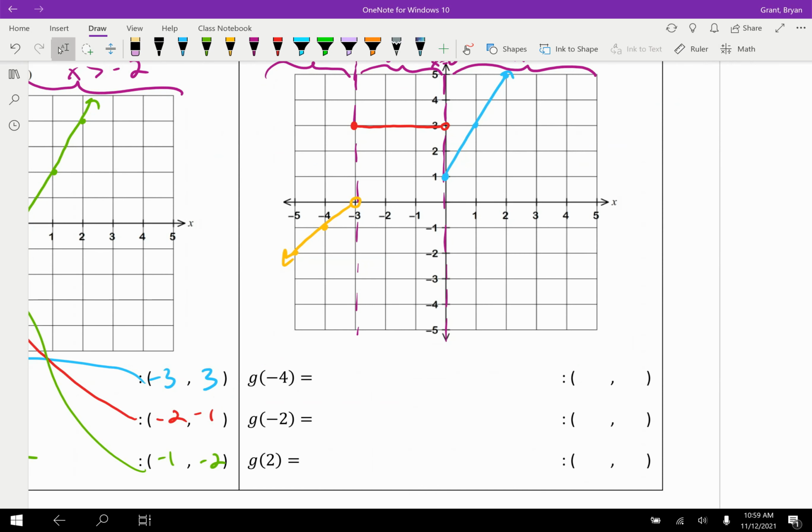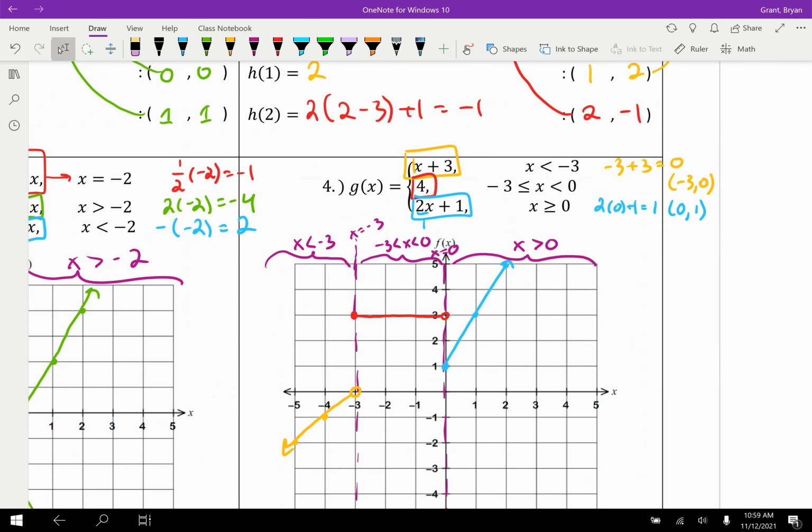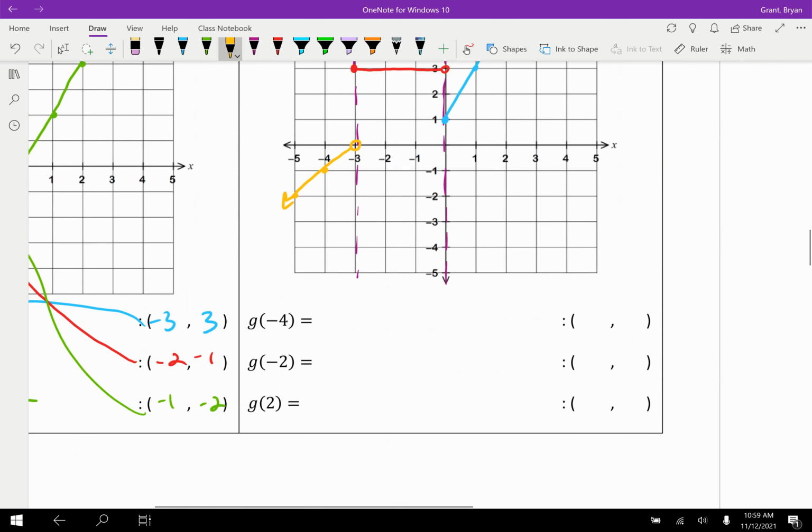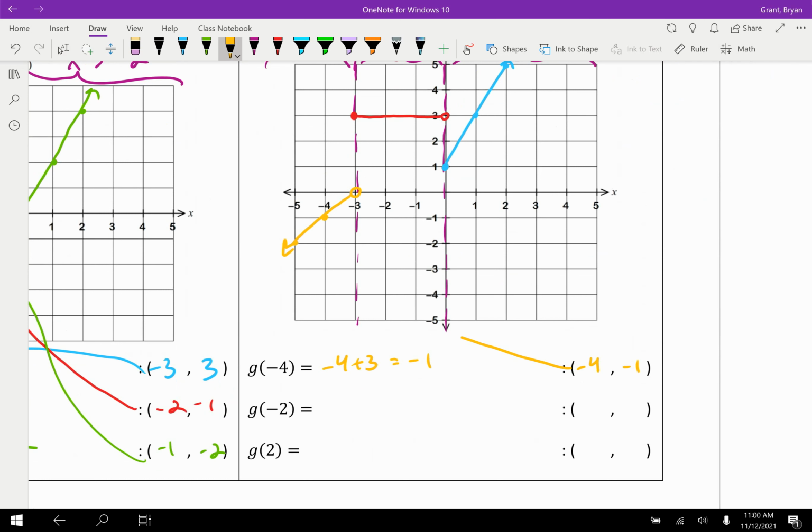G of negative 4. Well, which branch up here would negative 4 use? Negative 4 I think is smaller than negative 3. I think we have to use the top branch. So this is going to be negative 4 plus 3. That's the equation, which is negative 1. So when you substitute in negative 4, you end up with negative 1. And you'll notice that that is on the graph.